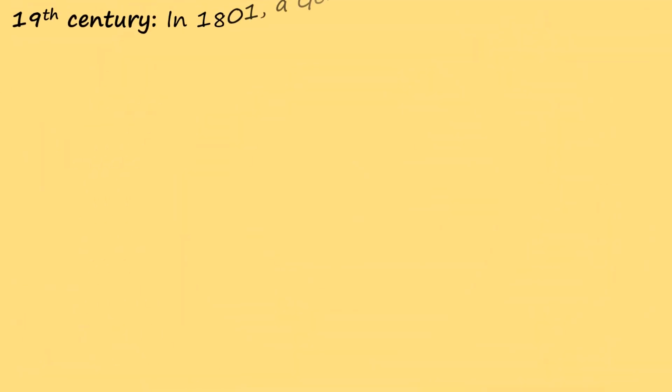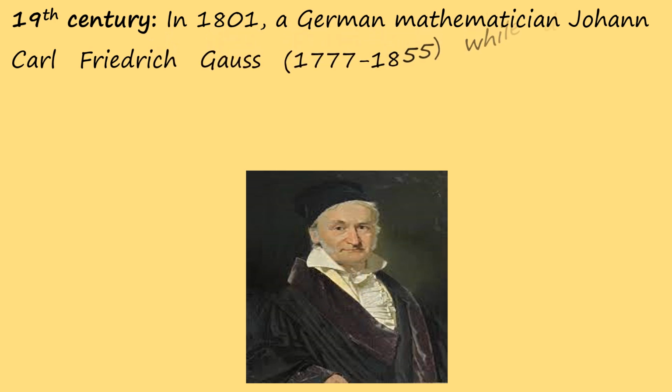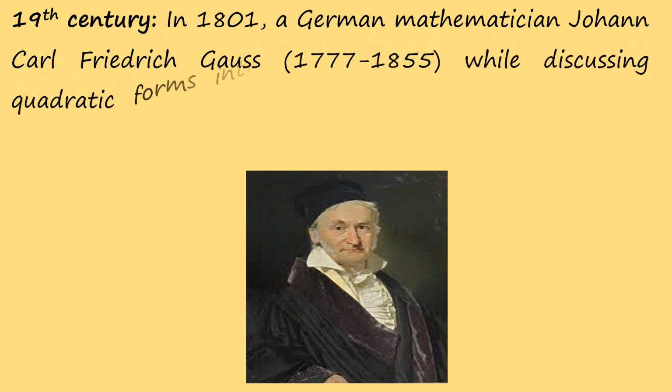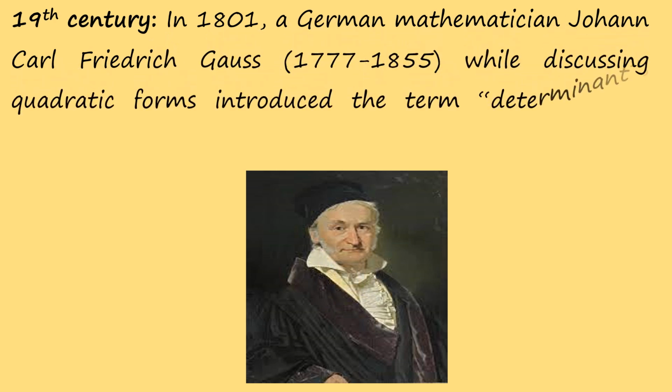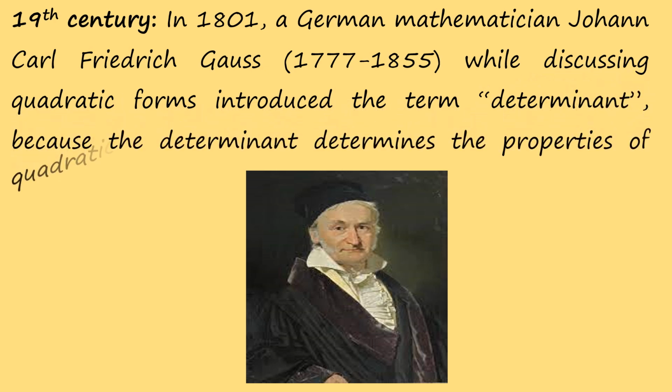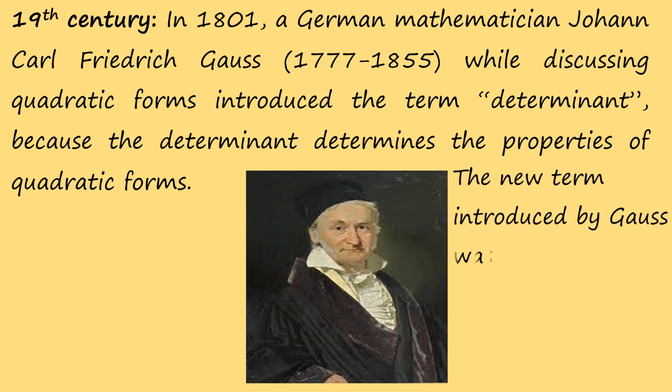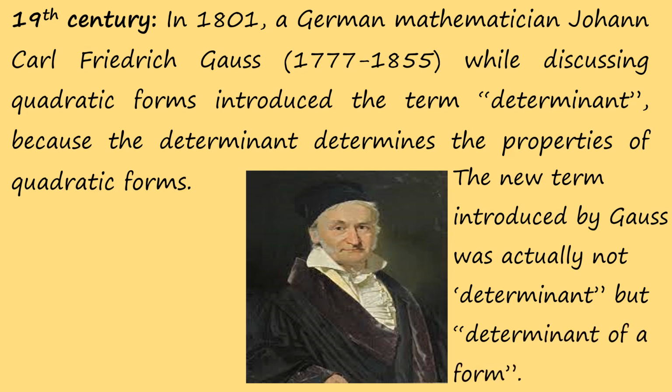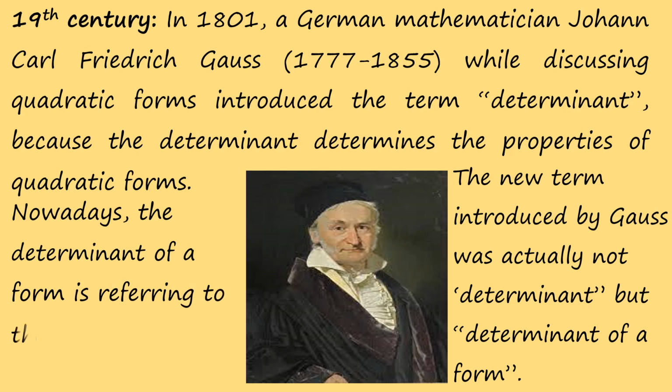For the 19th century, a German mathematician, Johann Carl Friedrich Gauss, while discussing quadratic forms, introduced the term determinant because the determinant determines the properties of quadratic forms. The new term introduced by Gauss was actually not determinant, but determinant of a form. Nowadays, the determinant of a form refers to the discriminant of a quantic.